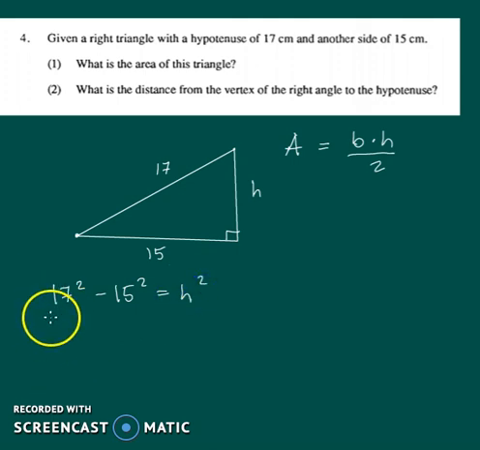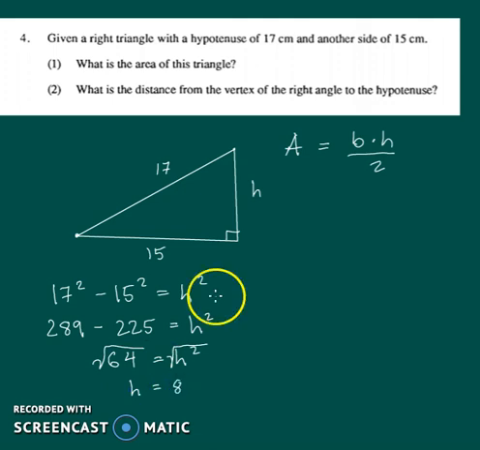So 17 squared is 289, 15 squared is 225, and then we're looking for h squared. So if you subtract these, you will end up with 64 equal to h squared. Take the square root of both sides, and you will find that the height is equal to 8. So we can write that in here. Height is equal to 8.